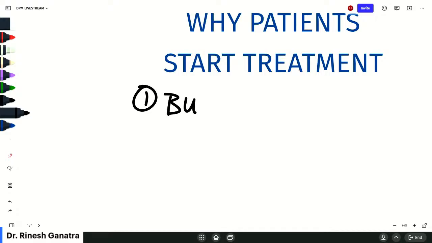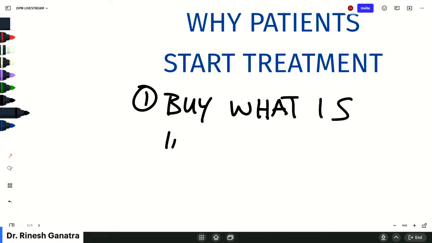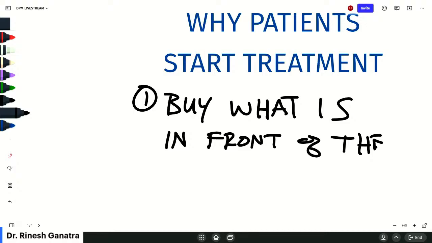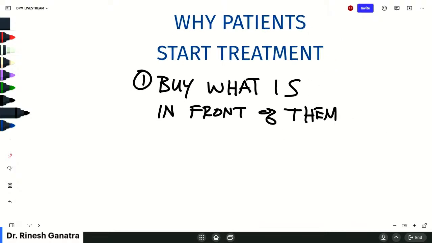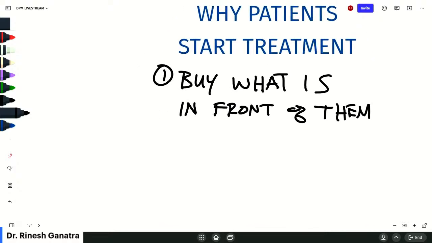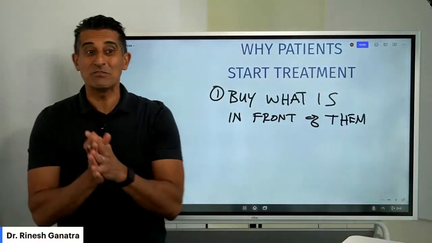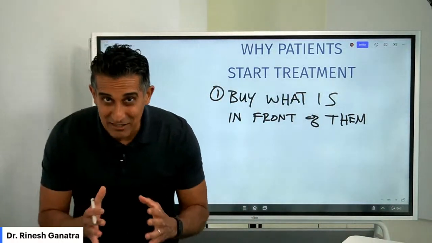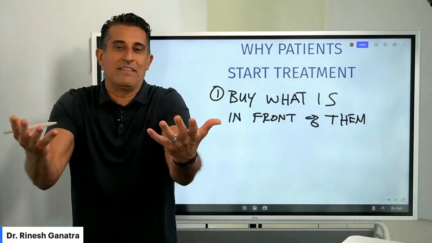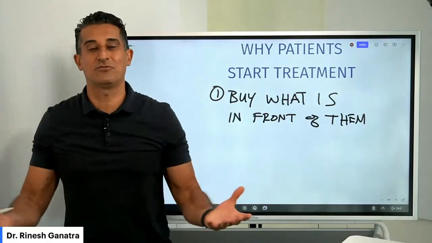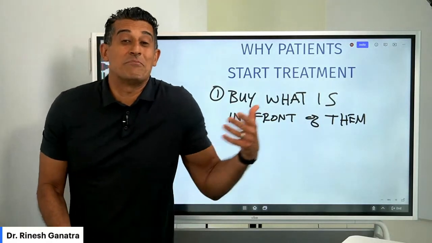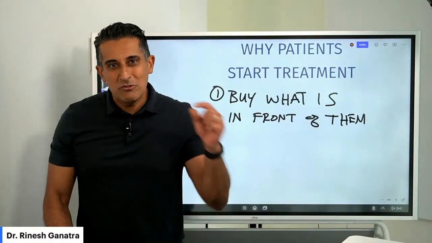Here's what I mean by this. They don't always buy the best, but they certainly buy what's in front of them. Think about it. That's why there's McDonald's and all these fast food places, because it's not always the best stuff, but people usually buy what's in front of them.